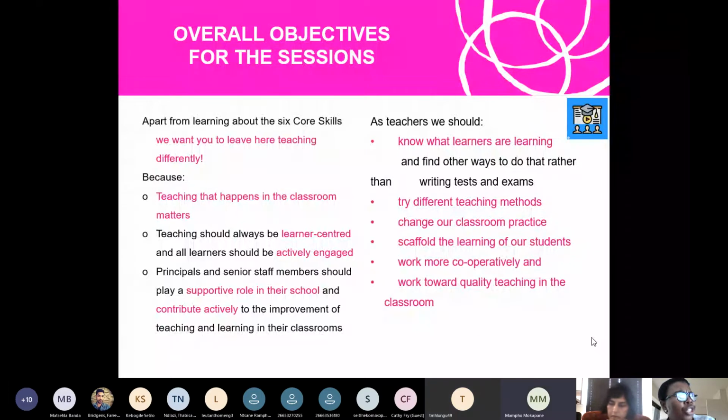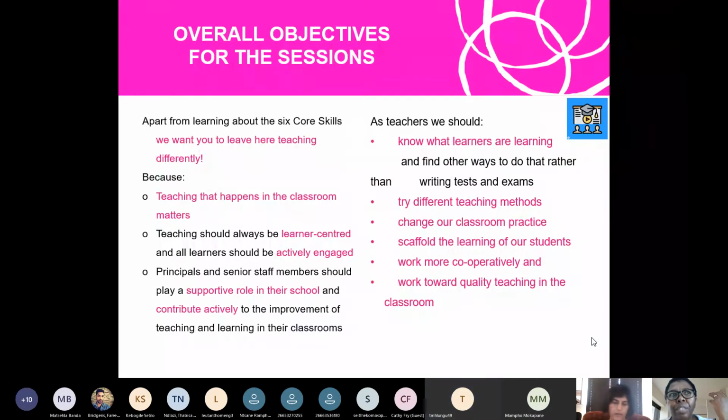When you look at these objectives, ladies and gentlemen, it's what we have done in the past 3 weeks, where we're saying ultimately what should matter is what is actually happening in the classroom. And we need to basically be reminded that our learners are our main clients. So it's very critical and very important that whatever we do in our classroom must be learner-centered and learners must be engaged. And that requires a change of the methodology and a change of the strategies in terms of what we are doing in our classroom.